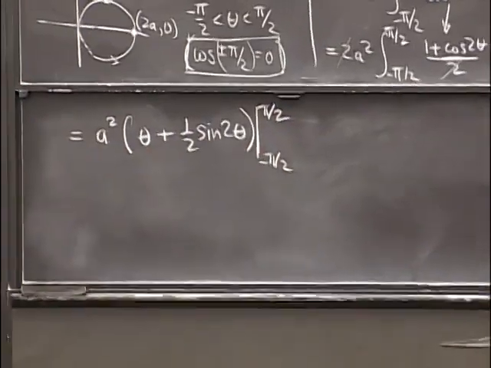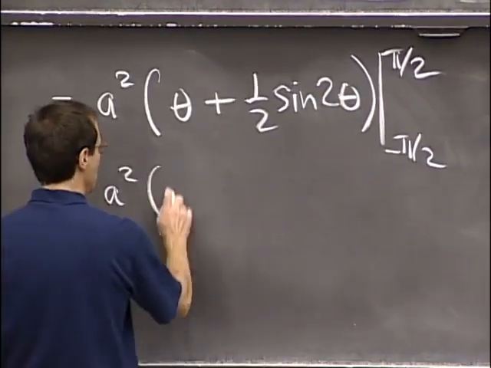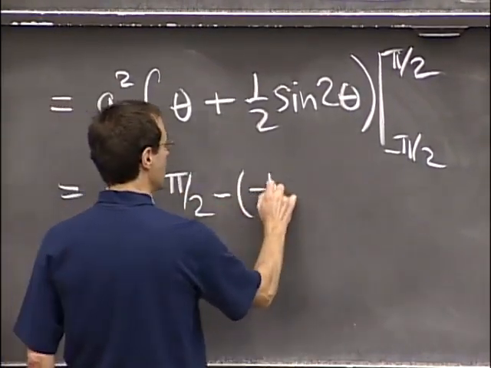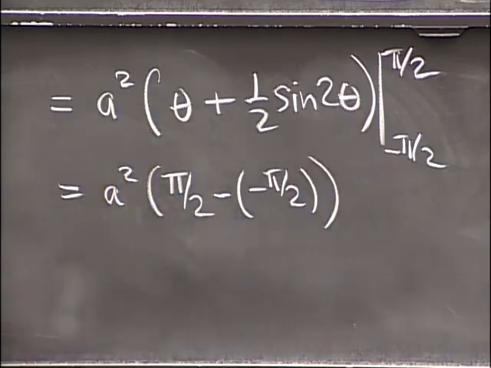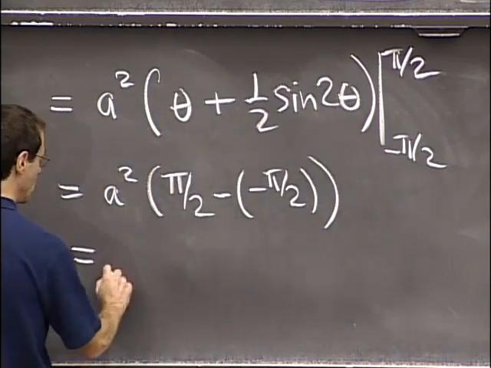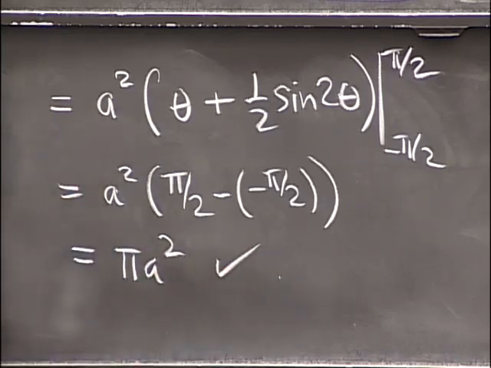All right? And that is a squared times (pi over 2 minus minus pi over 2). And the sine terms go away because they're both 0. So all told, we get pi a squared, which is certainly what we would like it to be. It's the area of the circle. Another question.